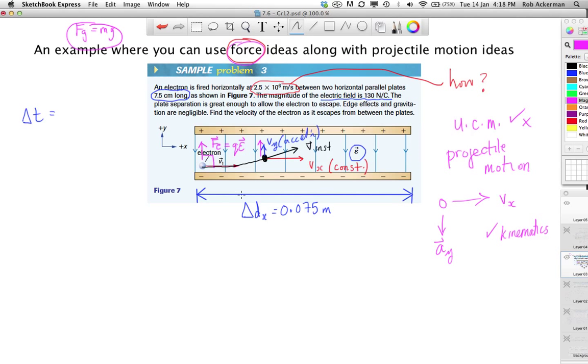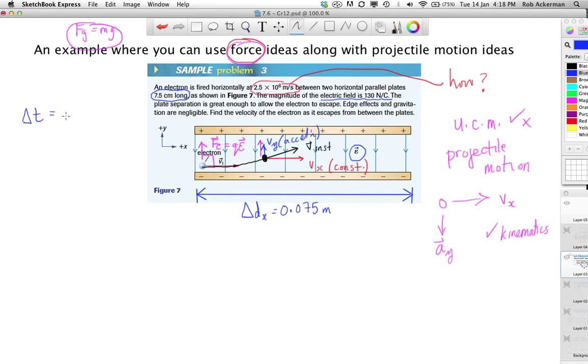All right, what do we do here? Well, first of all, let's analyze some things. Remember I said that the electron is moving so fast it won't spend a heck of a lot of time between the parallel plates. Remember how I said that the x velocity is constant and here's the x displacement? How long will the electron spend in there?